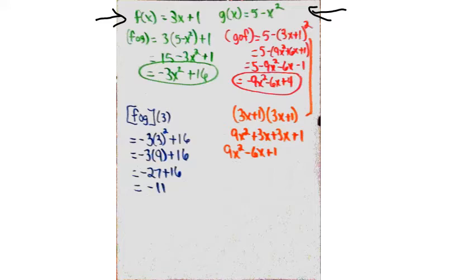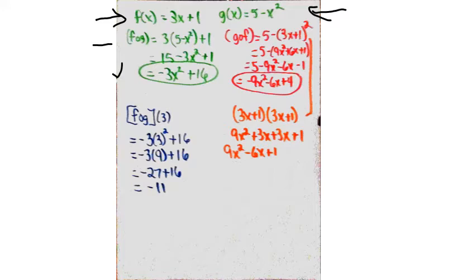Let's start here on the first one, this f of g right here. I substitute in for x, g of x, 5 minus x squared. So now I've got 3 parentheses 5 minus x squared plus 1. I distribute the 3, so I now have 15 minus 3x squared plus 1. And combine like terms, and f of g is minus 3x squared plus 16.